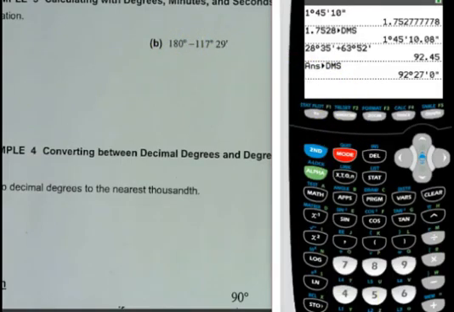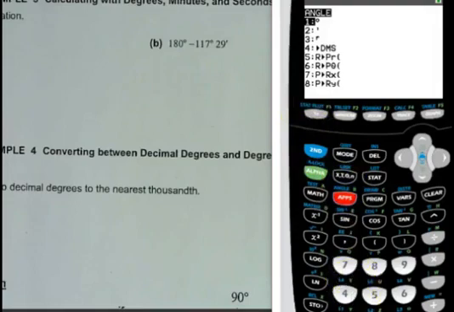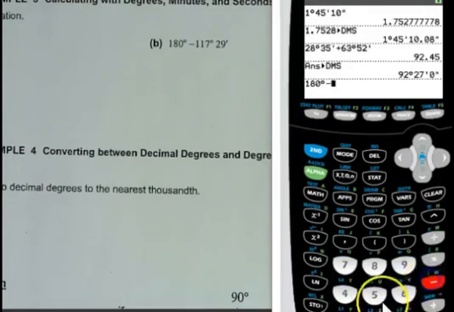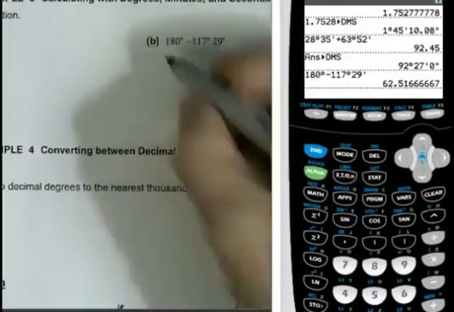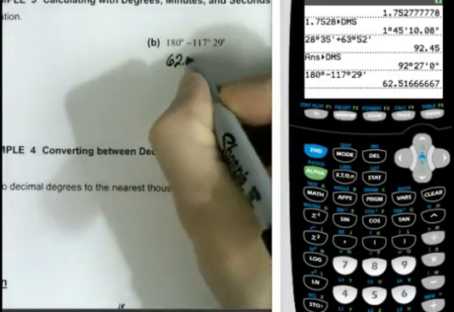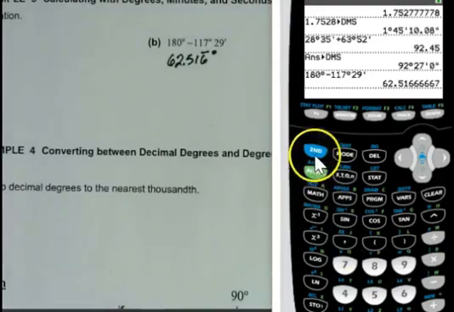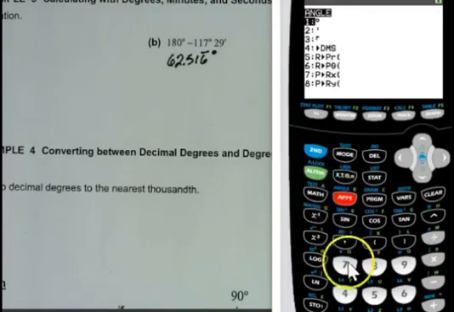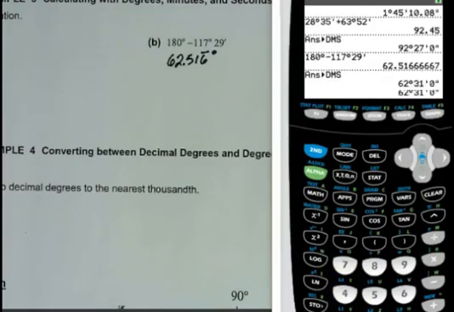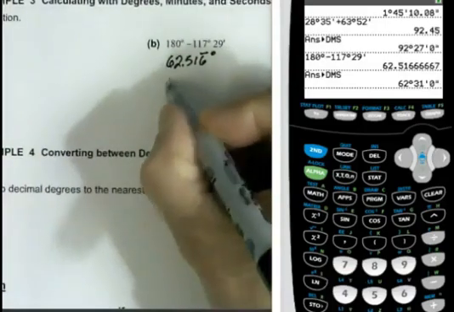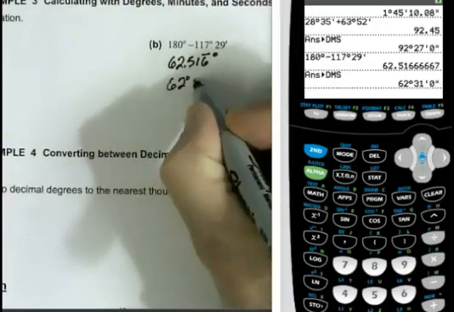Let's do this with the calculator. So we would put in 180 degrees minus 117 degrees, 29 minutes. Then again, when we press enter, it gives us the decimal value for this. If we want to give that in DMS notation, we'd go back to this angle menu again, press number 4, and enter to have it convert to degrees, minutes, and seconds.